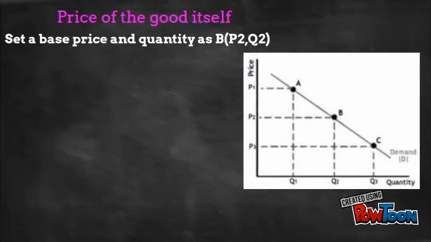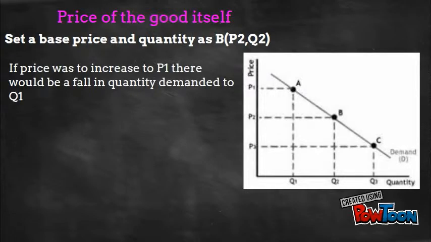The first factor affecting demand that I'm going to look at is the price of the good itself. So set a base price and quantity as point B or P2, Q2. If price was to increase to P1, there will be a fall in quantity demanded to Q1, or point A, so that will cause a movement along the demand curve.